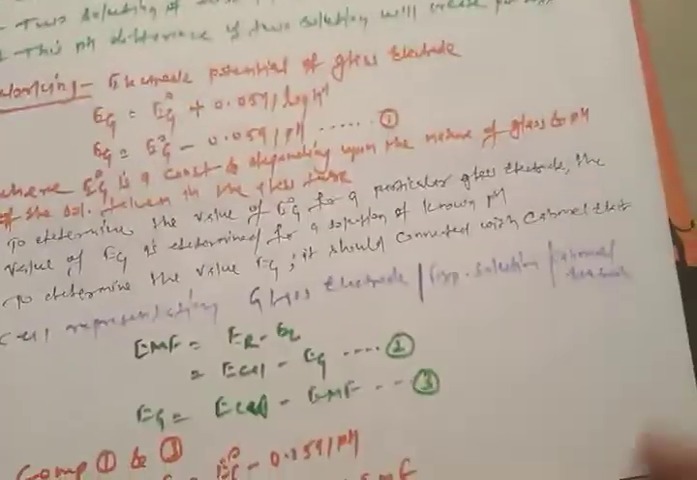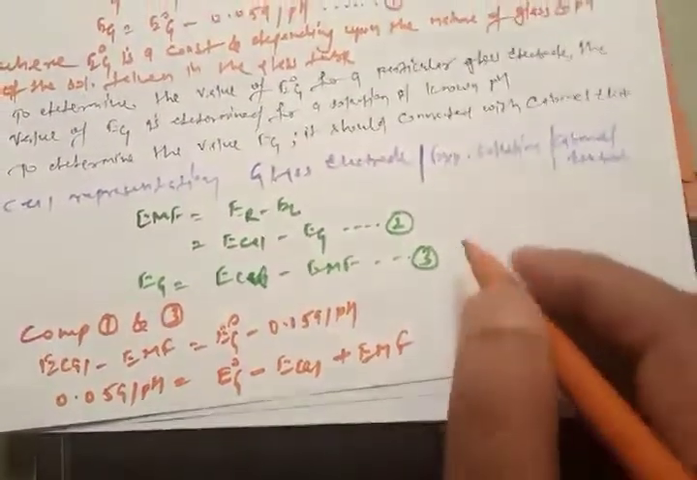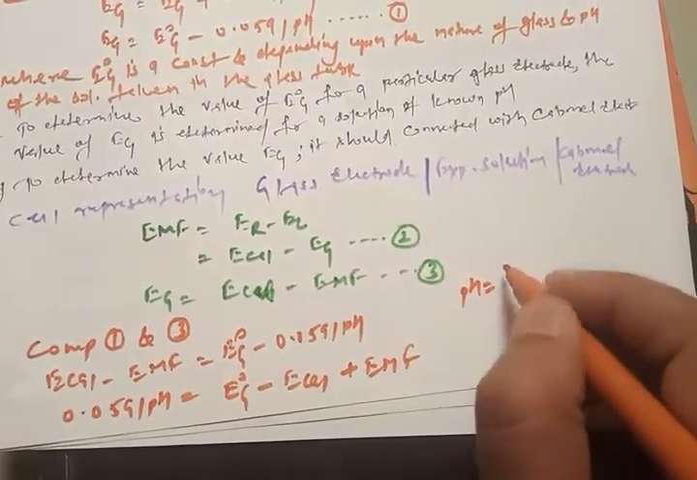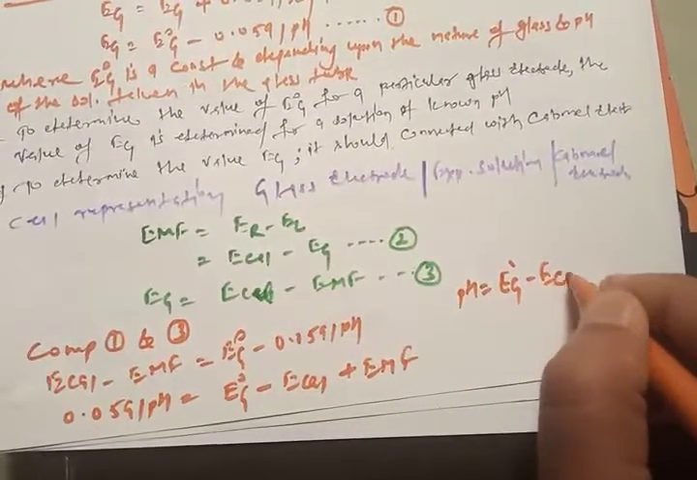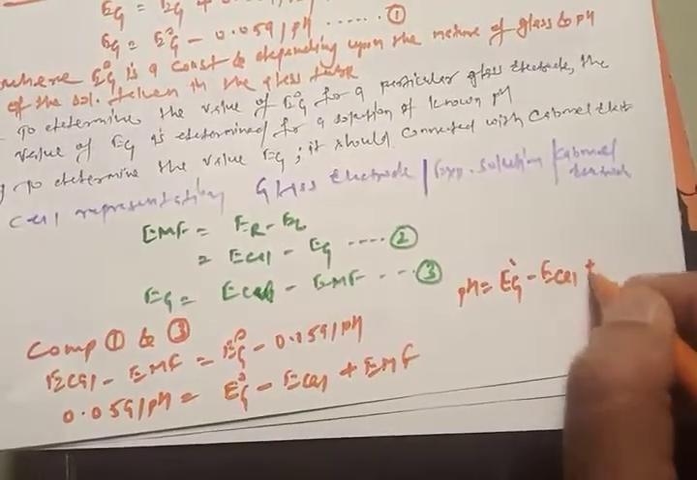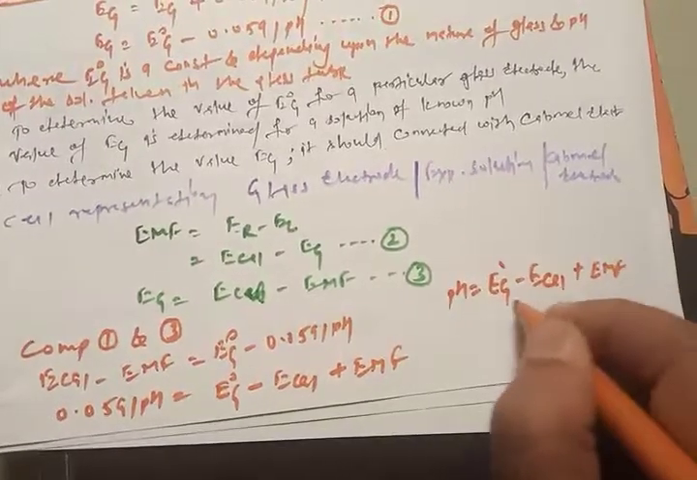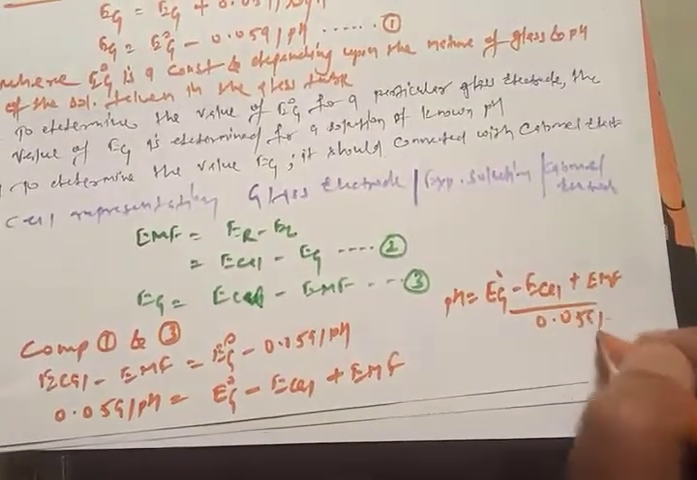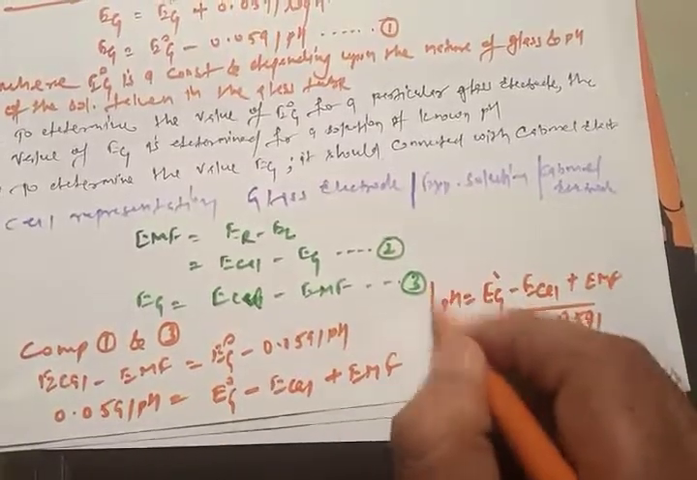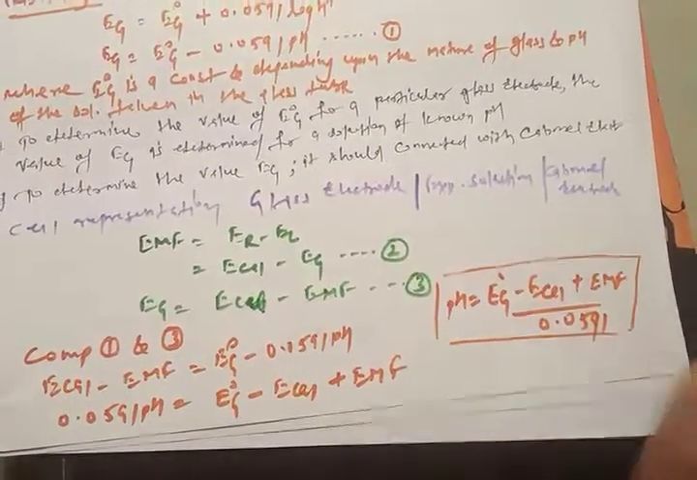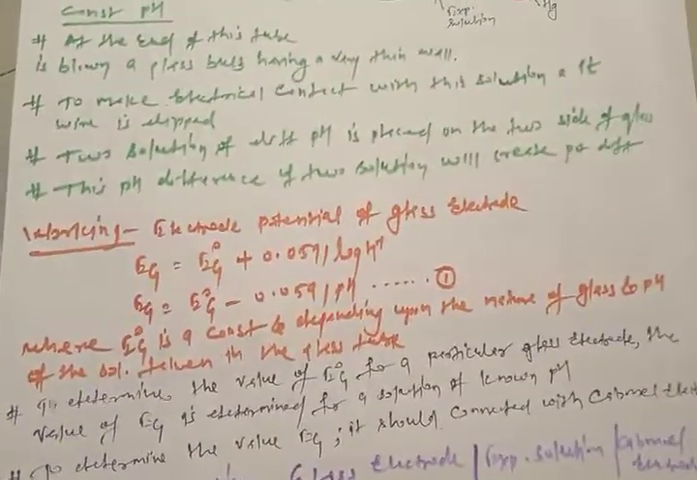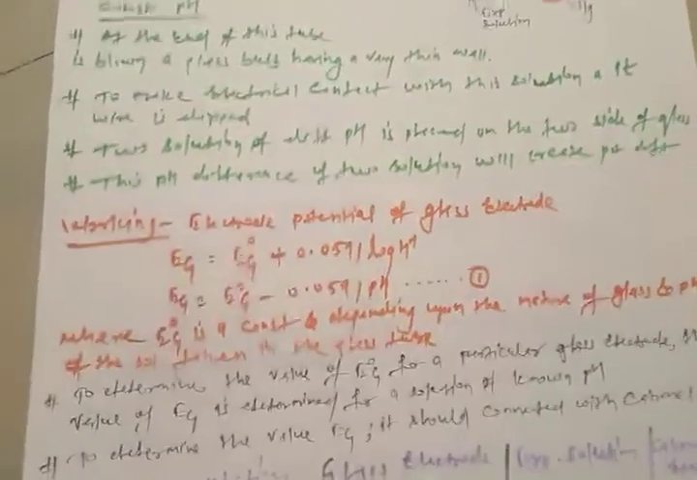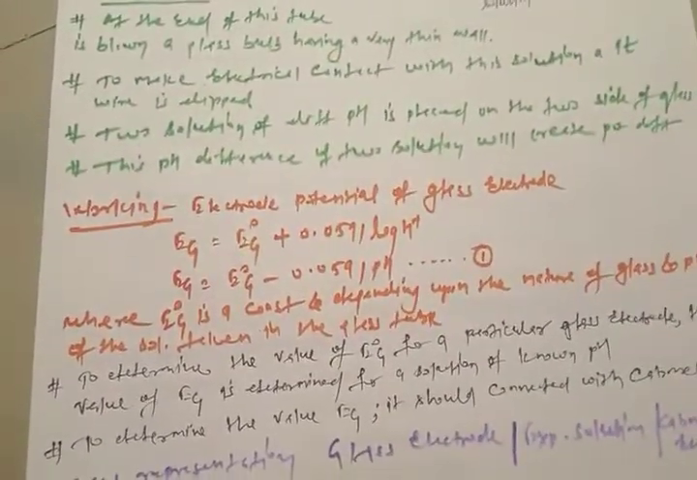So finally, what is the pH? If pH is written, this will come in division. So pH equals E naught G minus E calomel plus EMF upon 0.0591. This is your final expression for the calculation of pH. I think this is quite interesting, and a different one.